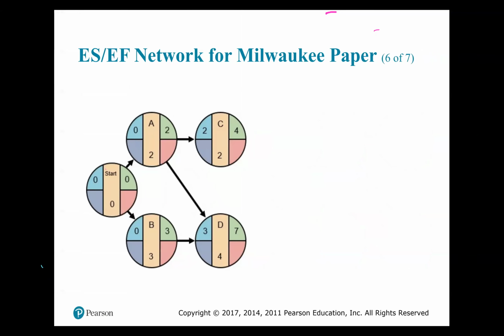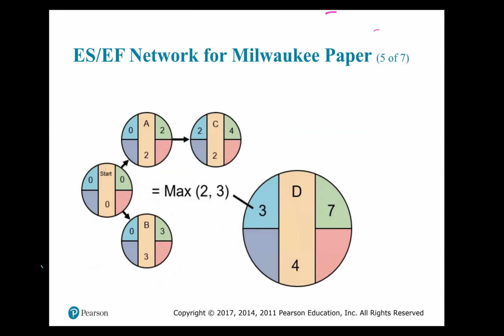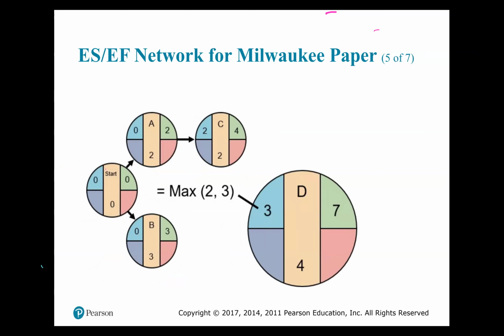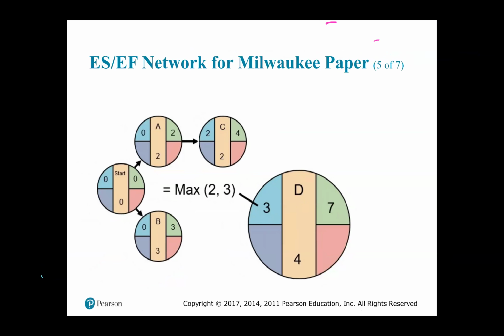Now, for activity D, it has two immediate predecessors. That is activity A and activity B, right? Let me draw in an arrow here to help you with that. So again, activity D has as its immediate predecessors activity A and activity B.